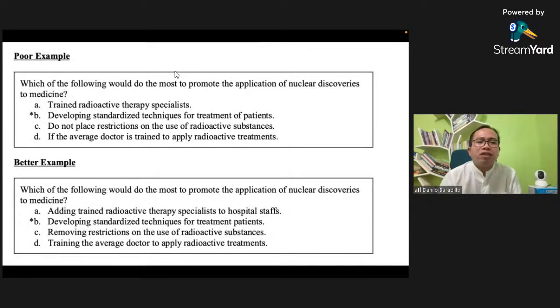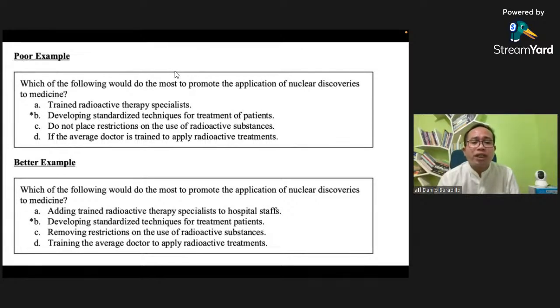Another one. Which of the following would do the most to promote the application of nuclear discoveries to medicine? Train radioactive therapy specialists, developing standardized techniques for treatment of patients, do not place restrictions on the use of radioactive substances, if the average doctor is trained to apply radioactive treatments. Now, what's wrong with the example here? There is no parallelism with the alternatives. These are not placed under the circumstance that they have the same structure.